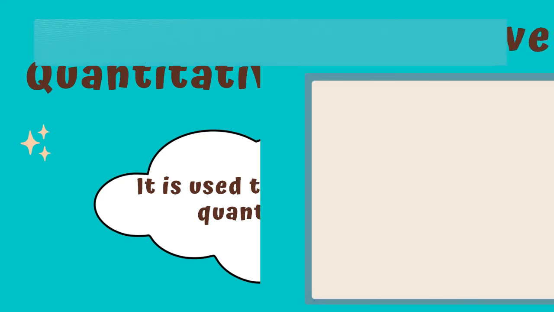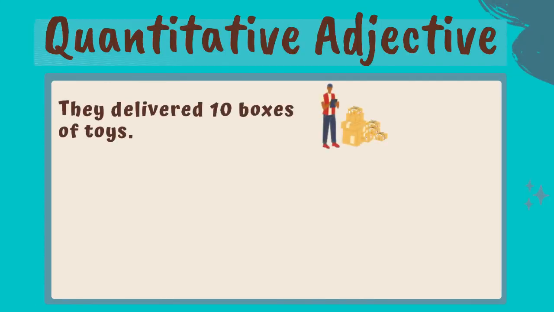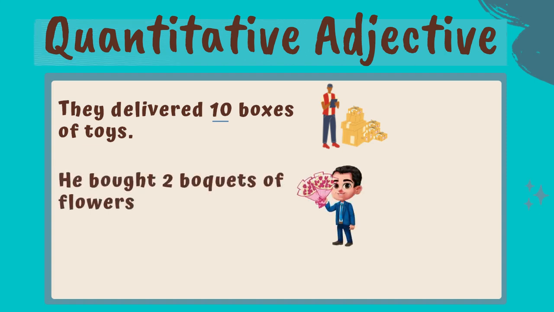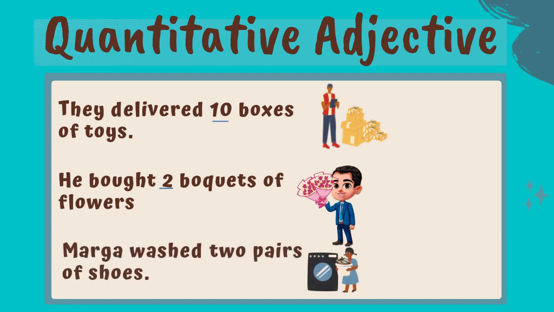Let's have some examples. They delivered 10 boxes of toys. So how many boxes of toys did they deliver? The answer is 10. Next, we have: he bought 2 bouquets of flowers. How many bouquets of flowers did he buy? The answer is 2. And lastly, we have: Margo washed 2 pairs of shoes. So how many pairs of shoes did Margo wash? The answer is 2.